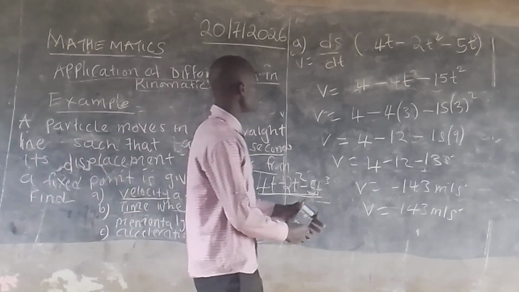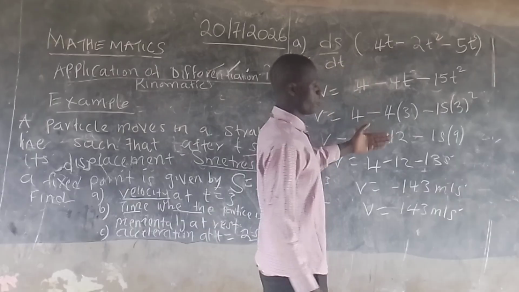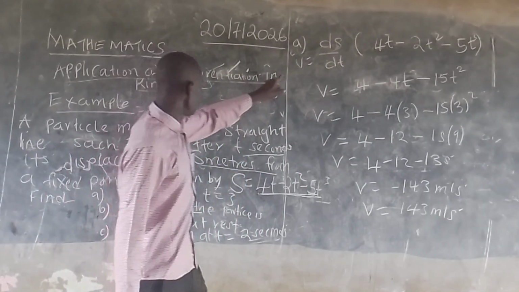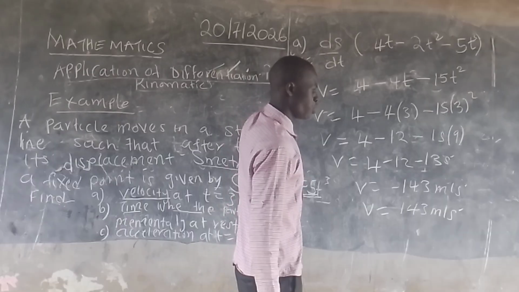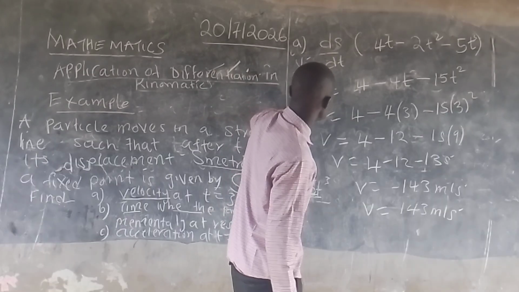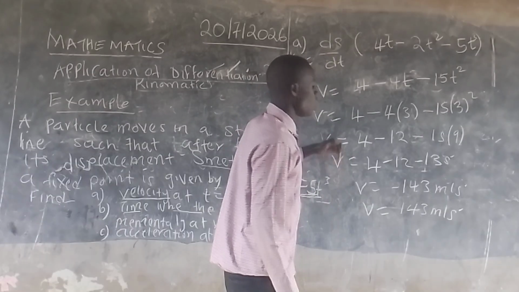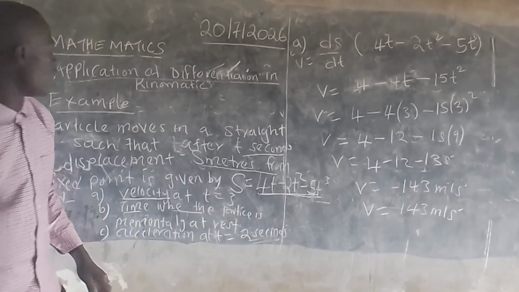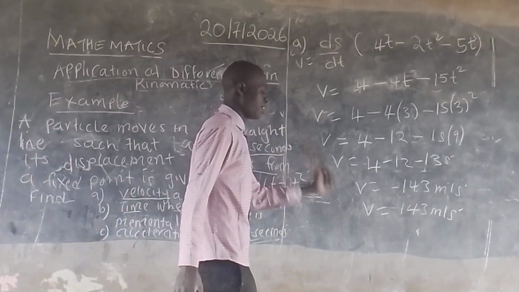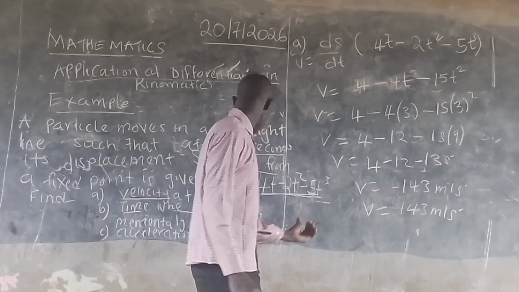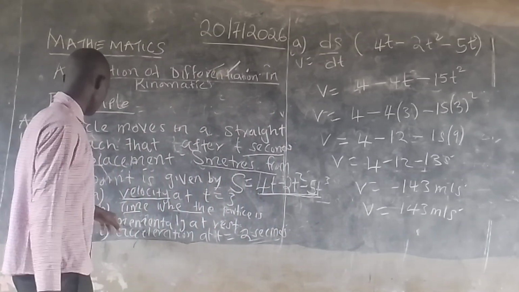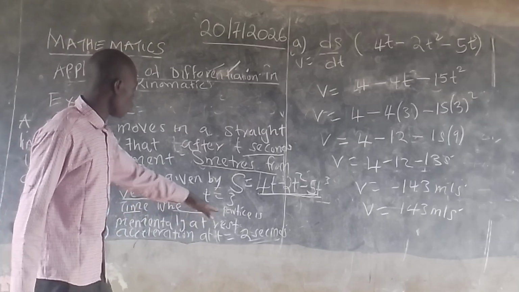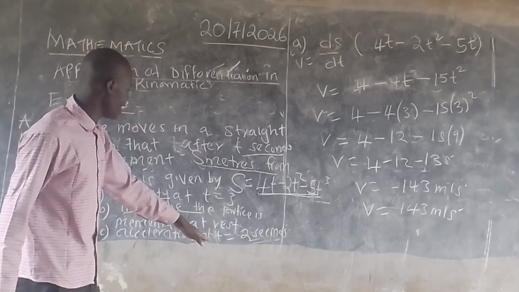Let us follow the procedure very well. The concept is very simple. Given a displacement equation, differentiate to get a velocity equation, then replace where necessary. Now students, hope this one is very clear. We want to move on to the second part of this question, which says find the time when the particle is momentarily at rest.